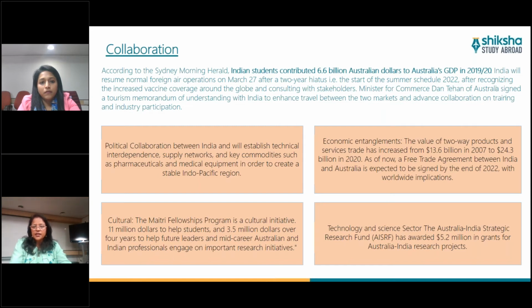In the technology and science sector, the Australia India Strategic Research Fund has provided a $5.2 million grant to Indian students for research projects. There are many research projects in collaboration with universities as well. When it comes to internships or work integrated learning, these are part of the learning process. So these collaborations make Australia a favorable destination for the international student. I will again refer to this slide to elaborate a little more on the economic aspect of the collaboration with India.